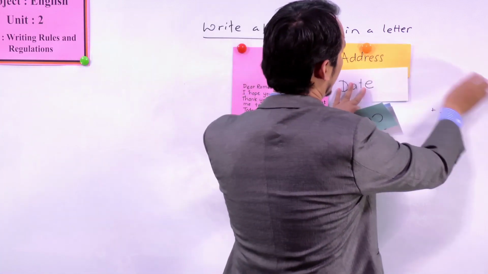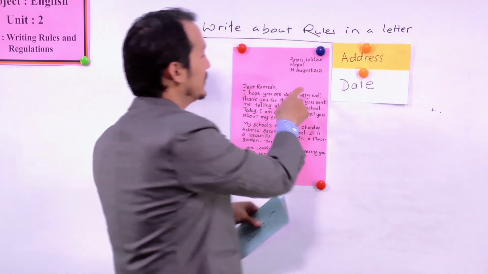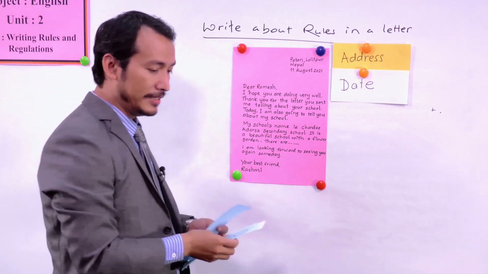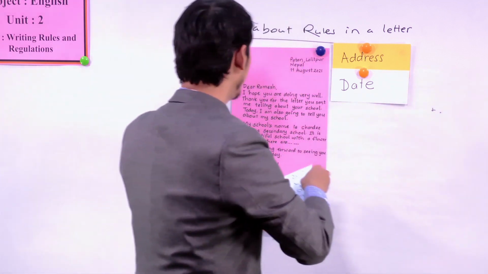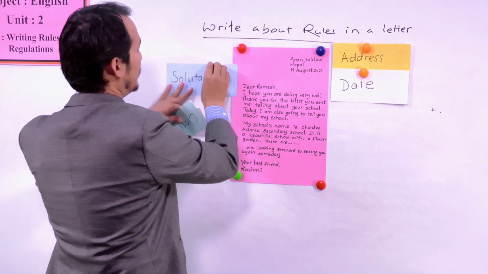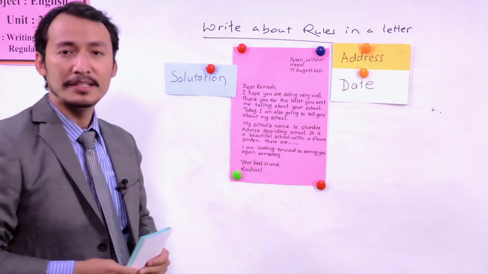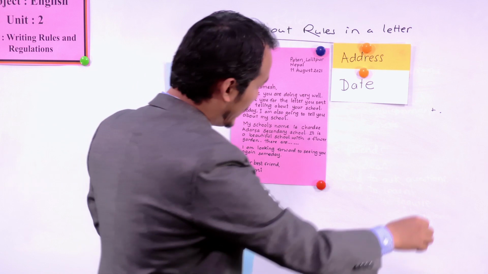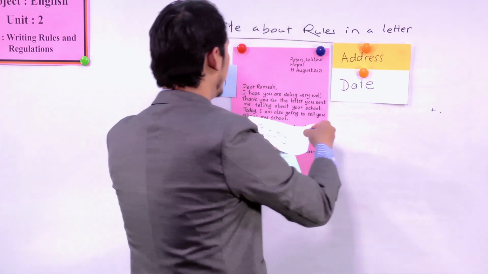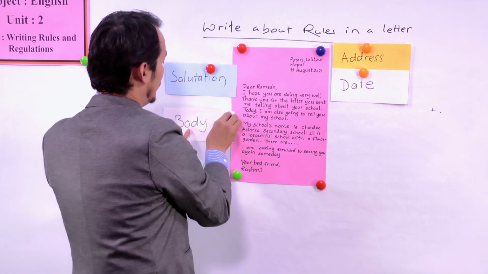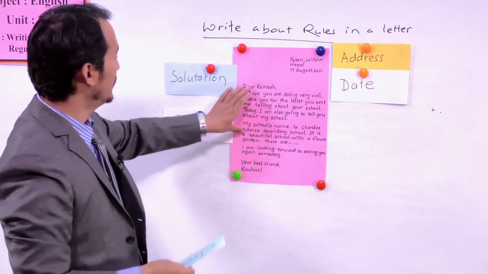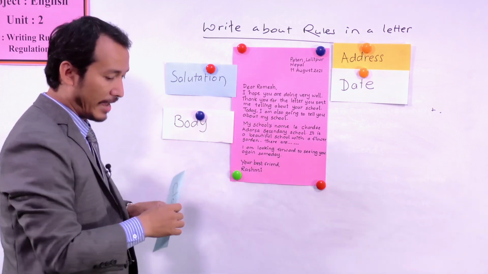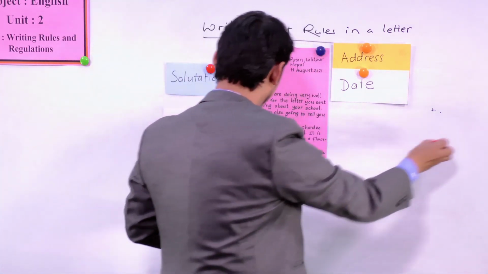And then comes the date. Okay, students? You can see here the date after the address. Another one is the salutation. Salutation is dear Ramesh or dear friend. And then we have the body part of the letter here after the salutation. The whole part is called the body part. And then we have finally a closing.